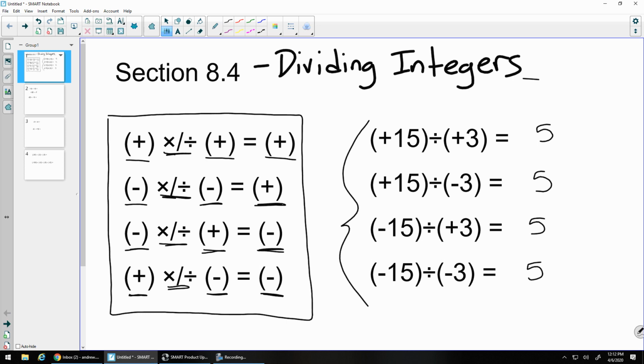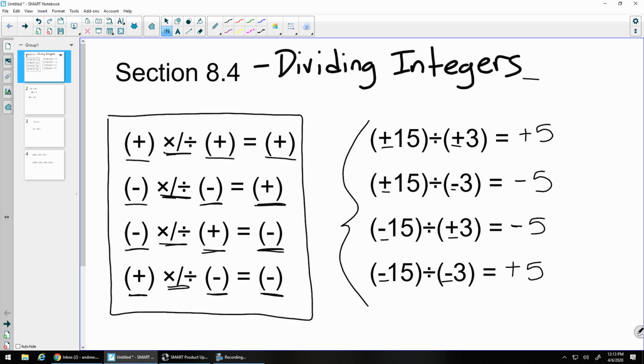So the first one, positive and positive, we know that's just normal division, makes a positive. So that answer is positive 5. A positive and a negative, one of each, gives us a negative. So positive 15 divided by negative 3 is negative 5. A negative and a positive, one of each, is also going to be negative. And a negative and a negative, when you have two of the same things, your answer is positive.